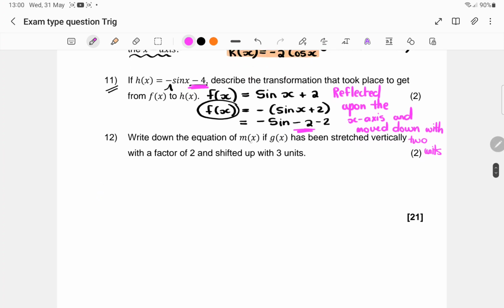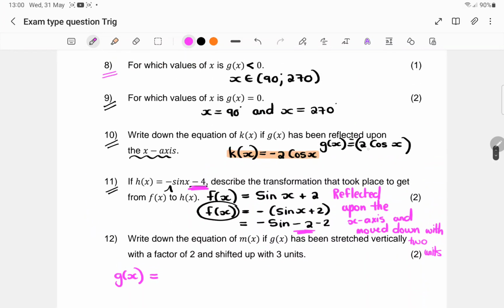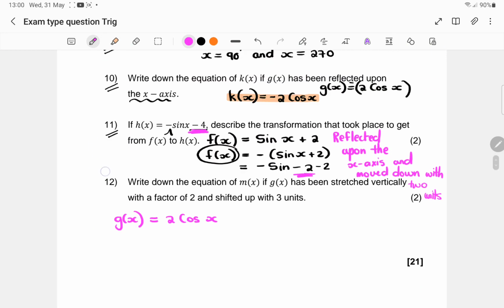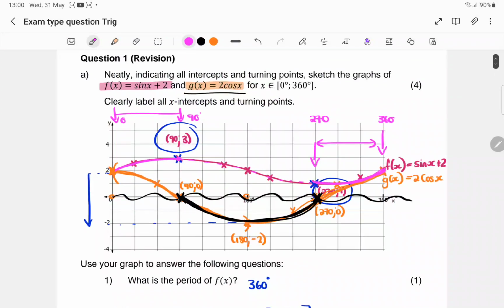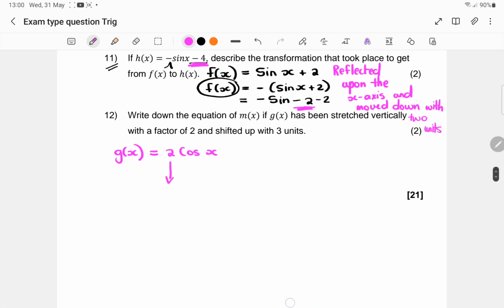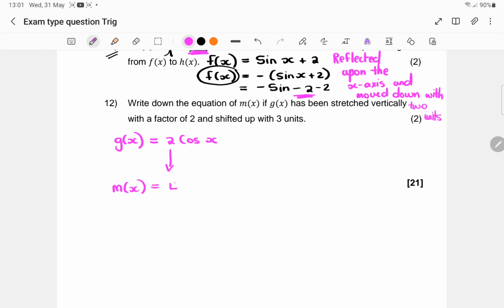Last one, write down the equation of m of x if g of x, so they're talking about g of x, which has an equation of 2 cos x. Let me just make sure, the original 2 cos x, yes, that's right. Write down the equation of m of x if g of x has been stretched vertically with a factor of 2. So that one has to be multiplied with 2, which is 4 cos x.